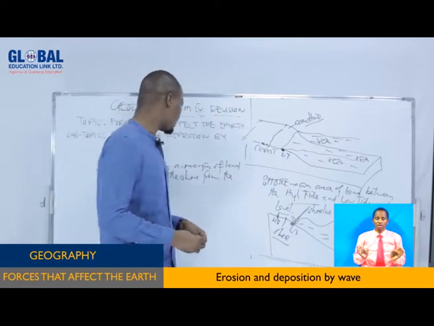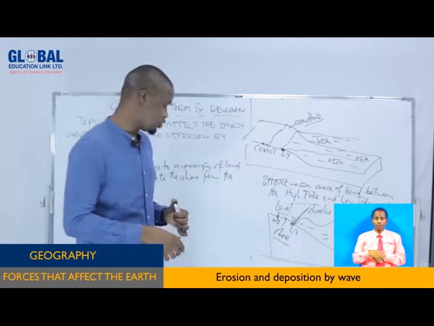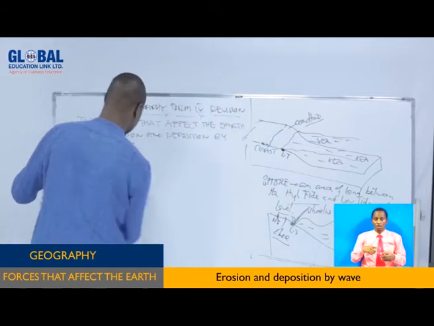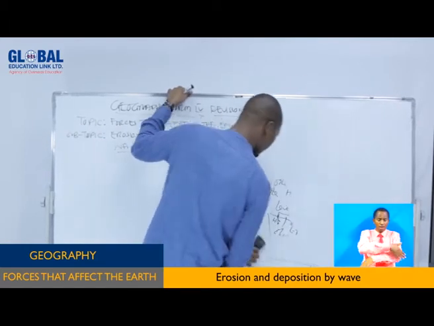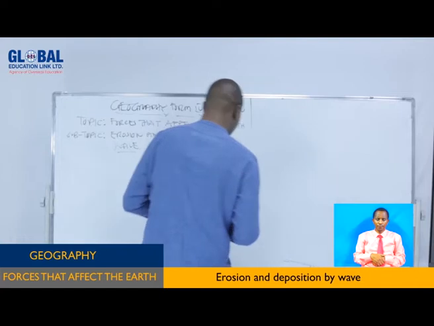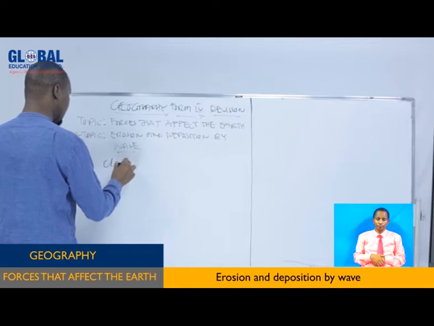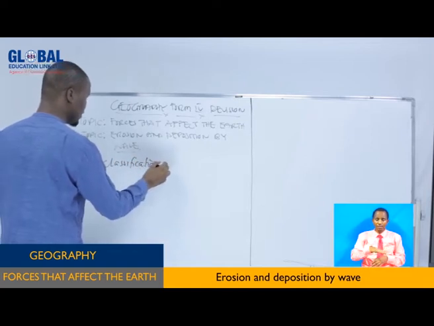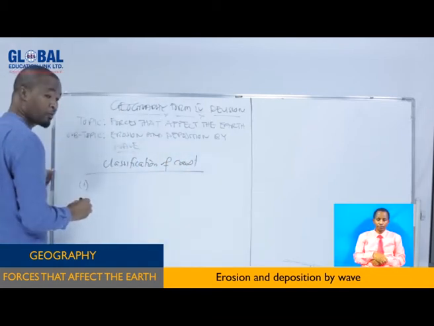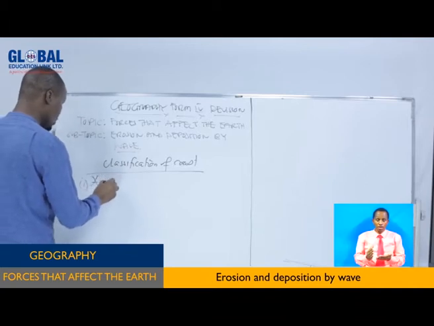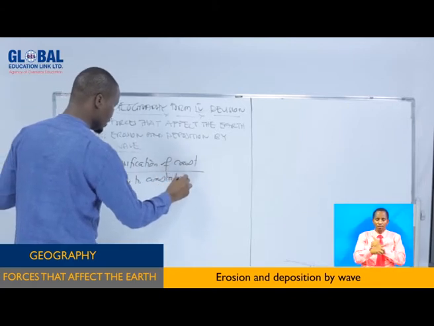Then from there, we are going to classify coast according to two major categories. The classification of coast, because we have seen what is a coast and what is a coastline. We have seen what is a shore and what is a shoreline. So coast can be classified based on two categories. According to coastal evolution.